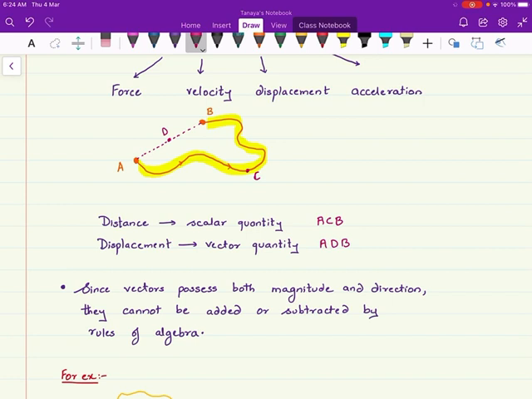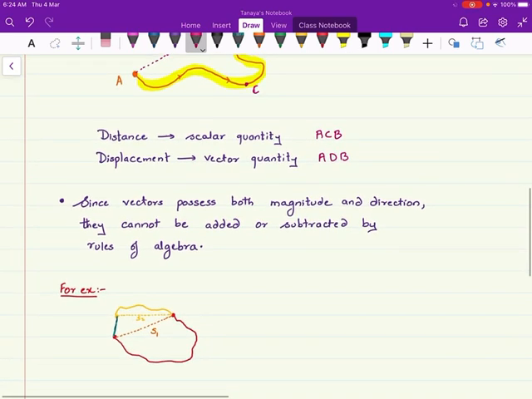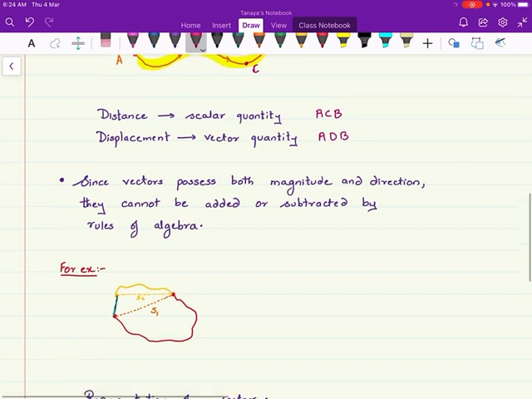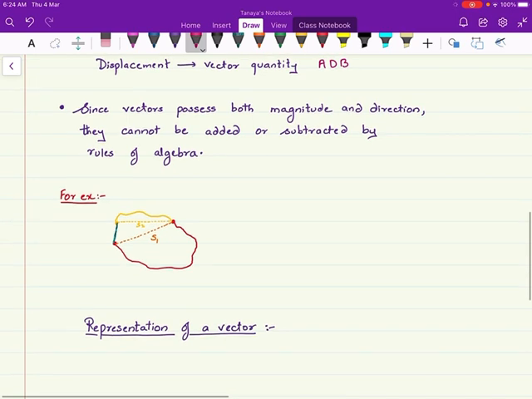Now, another important thing regarding vectors is that since vectors possess both magnitude and direction, they cannot be added or subtracted by rules of algebra. We cannot use direct addition or subtraction in vectors. There are different rules, different operations which we will be studying.